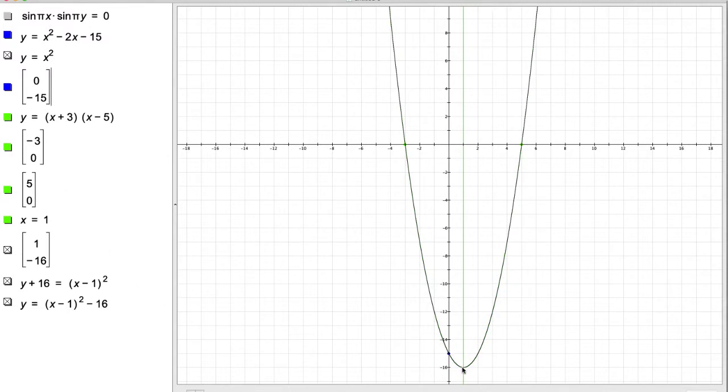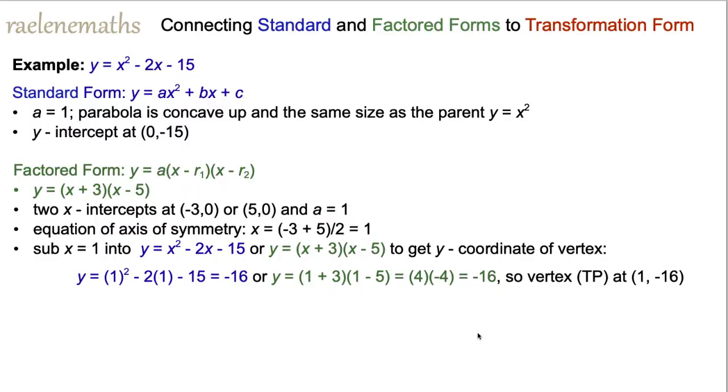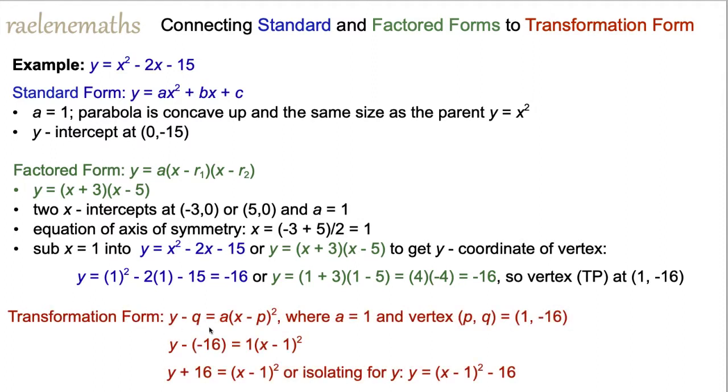We also know that we've got the turning point located at (1, -16), and now with the turning point coordinates and the value for a, we can get the equation of the parabola in transformation form. So the transformation form is y minus q equals a times (x minus p) all squared, where (p, q) represents the coordinates of the turning point. So when we substitute all three of those values, a, p, and q, we get y minus negative 16, which is y plus 16, equals 1 times (x minus 1) all squared.